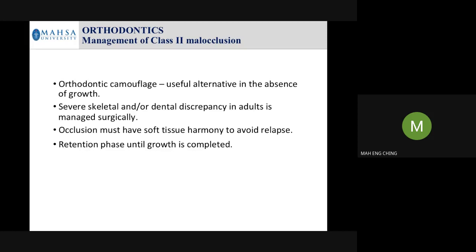So like I say, the teeth have to be in balance between all the muscles. The muscles involved are the buccal cheek, the lips, the tongue, and the last one is the periodontal ligament. So all this soft tissue must be in balance in order to maintain or stabilize the result. Retention phase until growth is complete. So you have to put the retainer, or you have to ask the patient keep wearing this twin block until their growth stops or is complete.